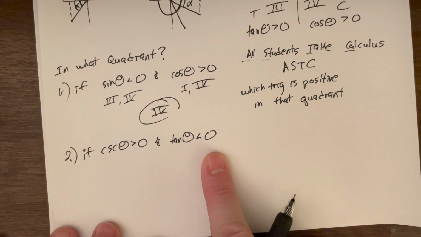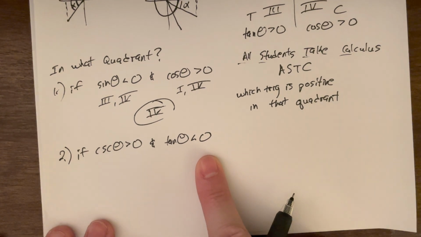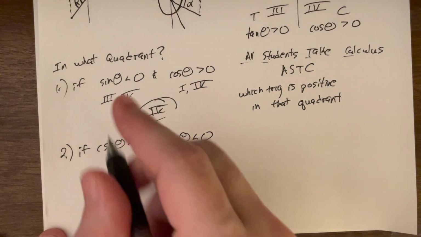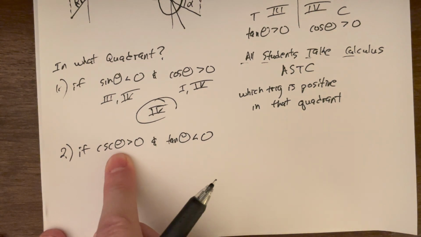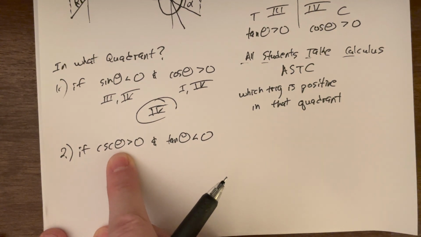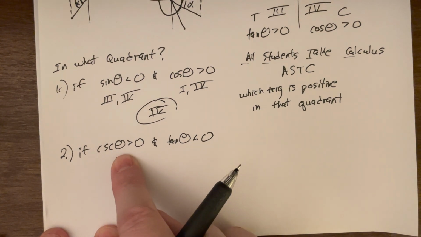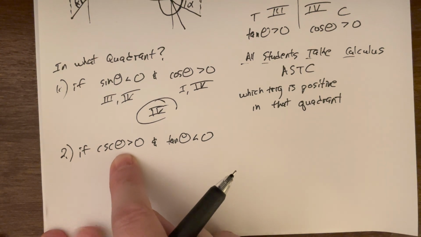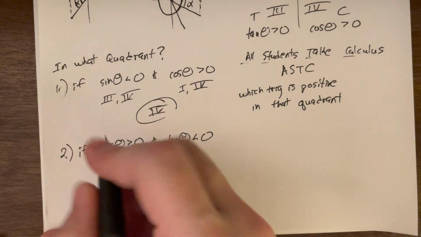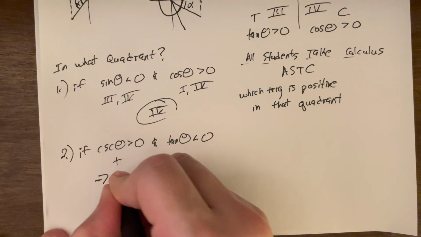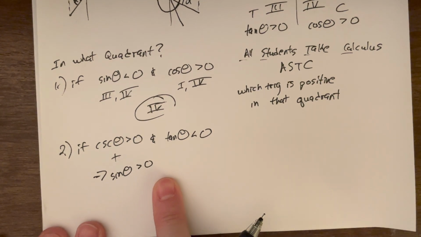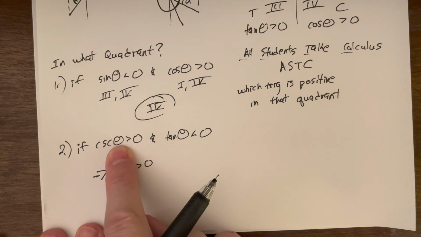Again, don't let these inequalities fool you. The less than and greater than is all just positive and negative. Cosecant greater than 0 means cosecant is positive, but cosecant is 1 over sine. So that's kind of the trick in this one. I didn't give you one of the 3 primary trig functions here, but think about it. If cosecant is positive, that implies that sine is also positive.